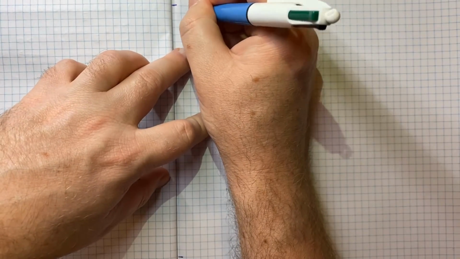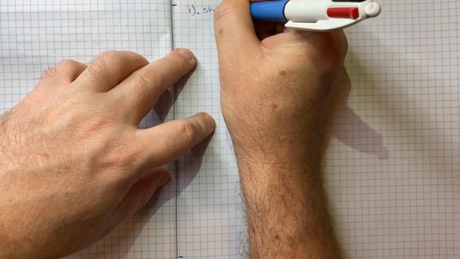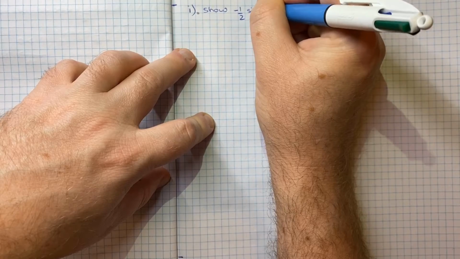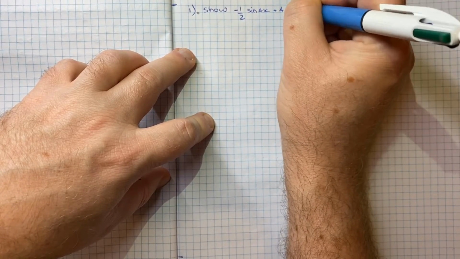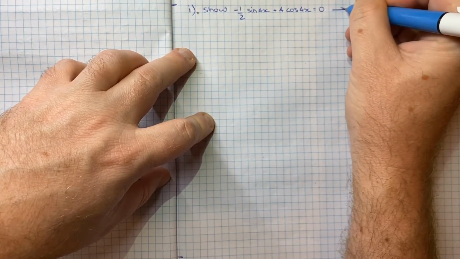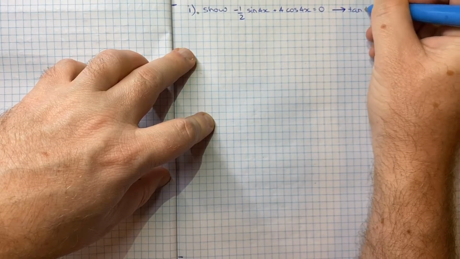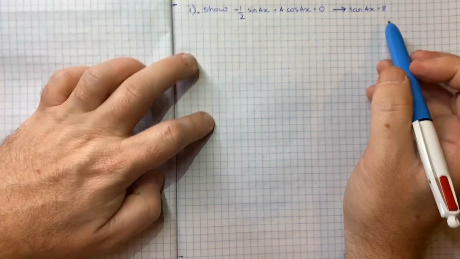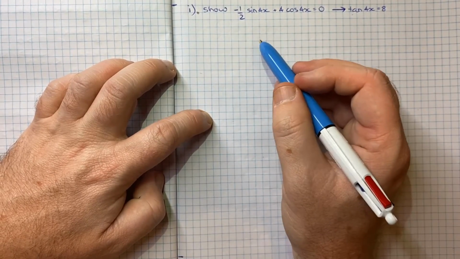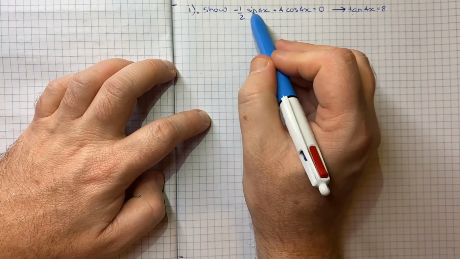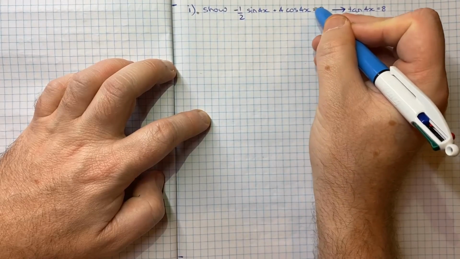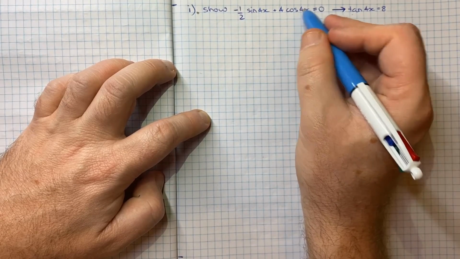So for part 1 we are being asked to show that this equation, negative a half of sin 4x plus 4 cos 4x equals 0, can essentially be written as tan 4x equals 8. So let's look at how we can get from here over to here. I think the natural first step is to take this negative a half sin 4x and move it over to the other side. That way we'll be dealing with a positive on the left-hand side and right-hand side.